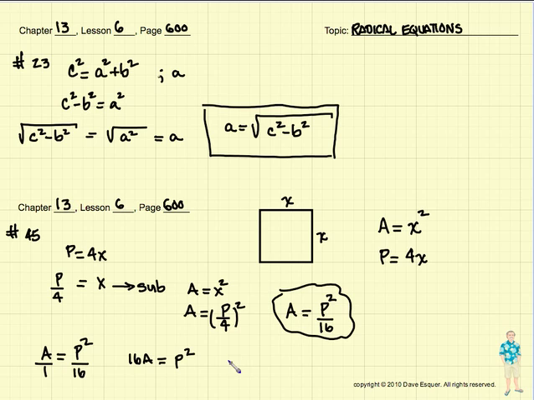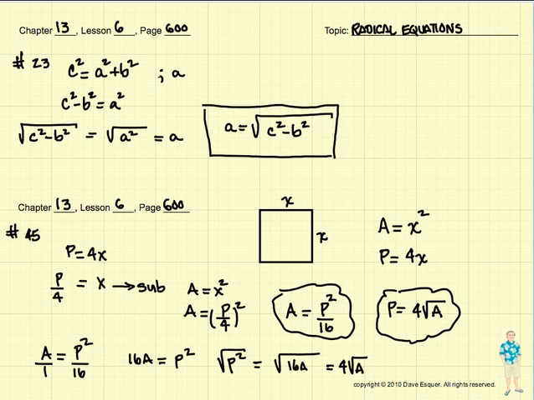And what I could do would be take the square root of both sides. I could take the square root of P squared, and that's going to be the square root of 16A, which turns out to be 4 times the square root of A. And we know that the square root of P squared is just P. So if we wanted to write P in terms of A, we could say P is 4 times the square root of A. So there was the second part of our answer.